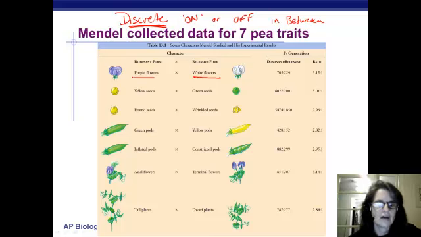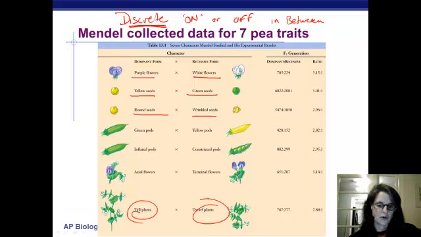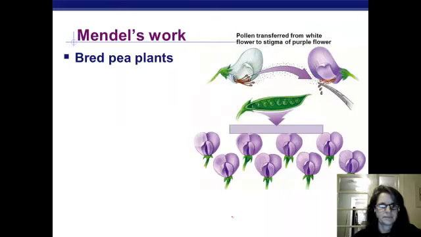Purple versus white flowers, yellow seeds versus green seeds, round versus wrinkled, and tall versus short or dwarf plants. And these traits were either one way or the other. They were never a blended form. A very lucky choice that Mendel made.